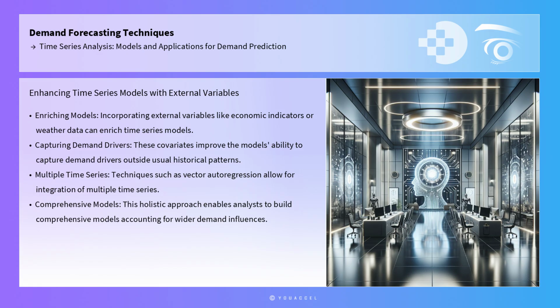Incorporating external variables, such as economic indicators or weather data, can further enrich time series models. These covariates can provide additional context and improve the model's ability to capture demand drivers that lie outside the usual historical patterns. Techniques such as vector autoregression allow for the integration of multiple time series, facilitating the modeling of relationships between demand and external factors. This holistic approach enables supply chain analysts to build more comprehensive models that account for a wider range of influences on demand.